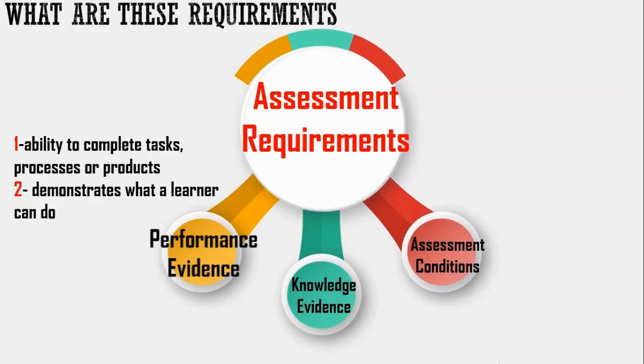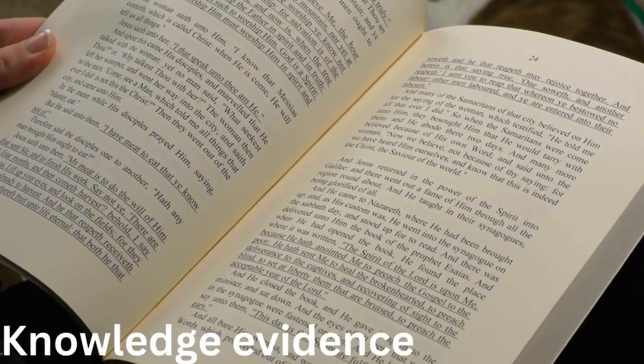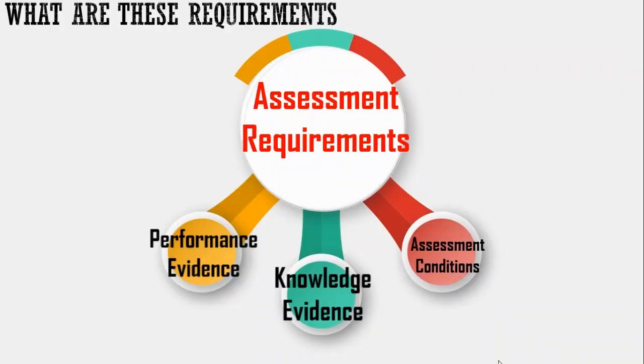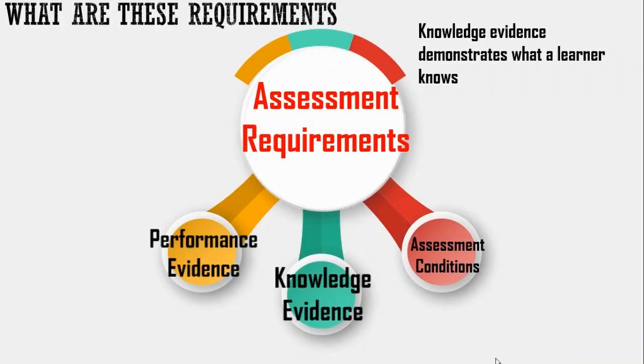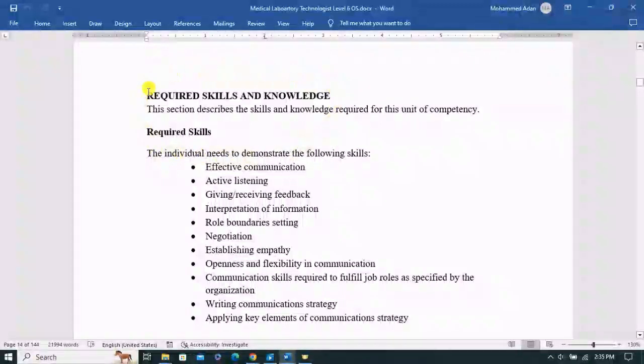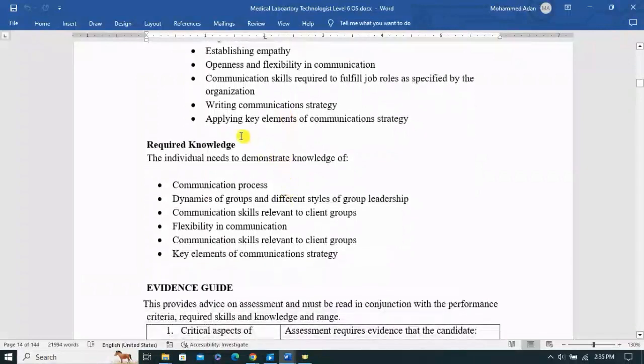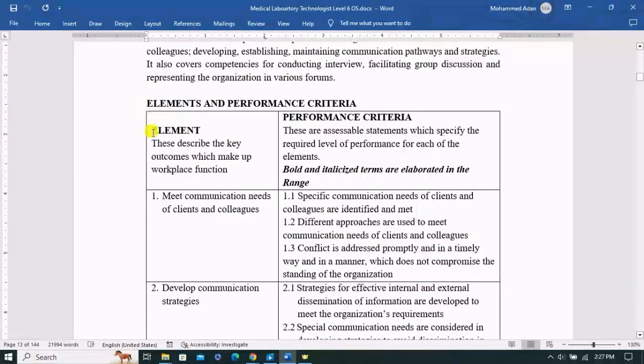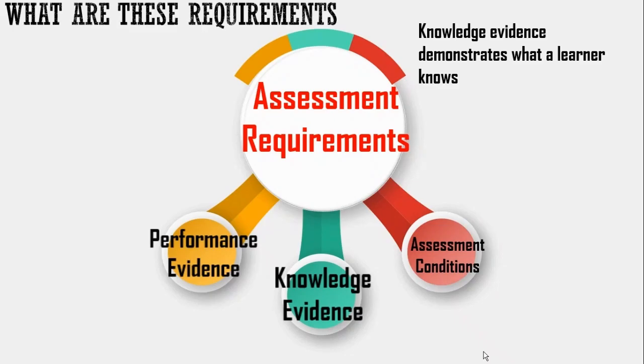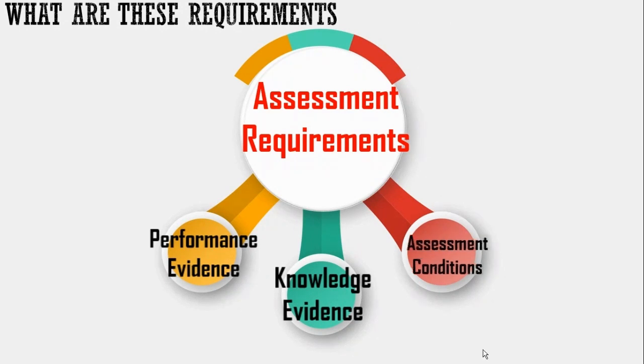The other bit is knowledge evidence, and when we are talking about knowledge evidence, we are saying that a learner must be able to demonstrate the knowledge that is required to effectively complete a task outlined in the elements and performance criteria of a particular unit of competency. So, what are those knowledge areas that we need to assess? The other bit is assessment conditions, and we did talk about different conditions as outlined in the occupational standard.